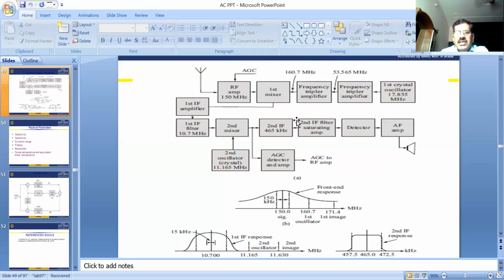receives the signal from the second IF network, and after the second IF filter, the signal is applied to the detector, and the detector detects the signal and gives the output signal, and then this signal is applied to the audio frequency amplifier, where the original signal is received, and we use the speaker as a load, or the original signal is received at the point of the AF amplifier.